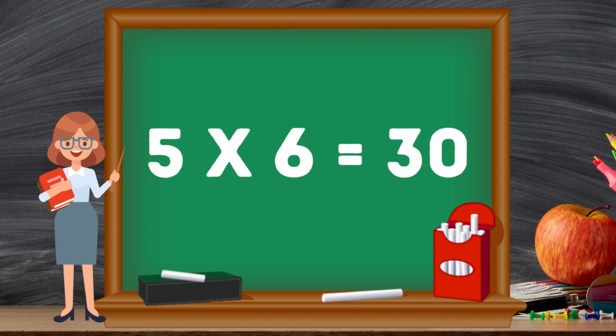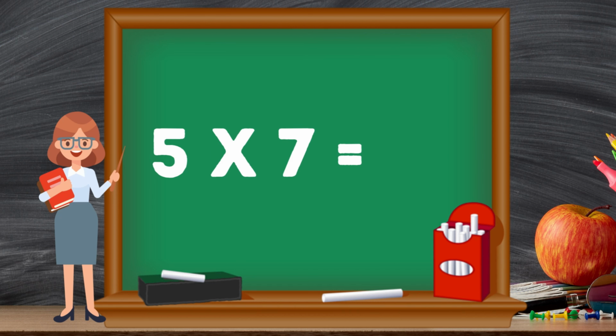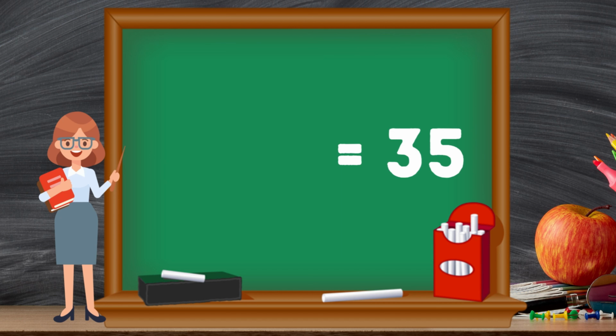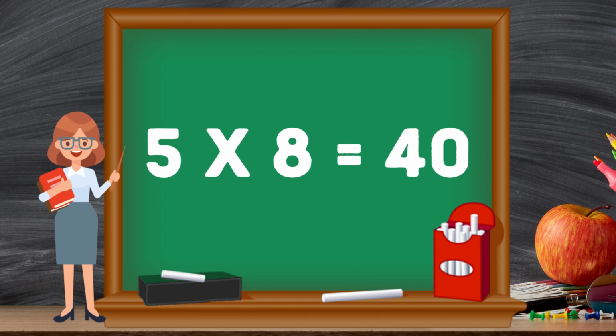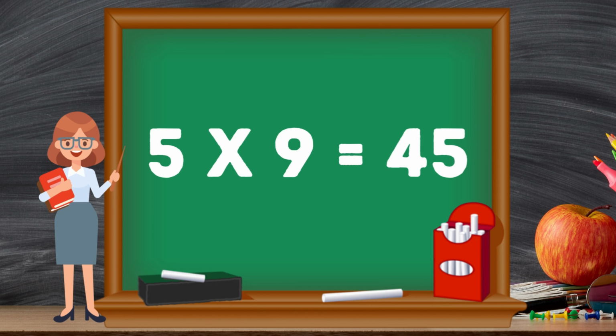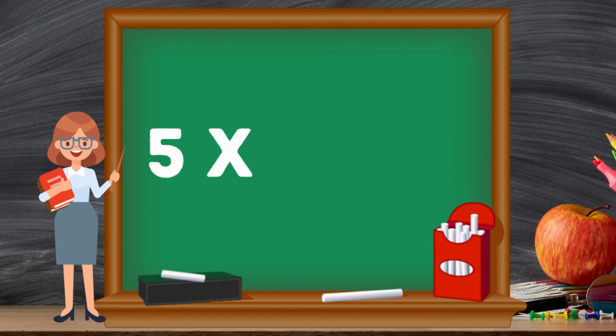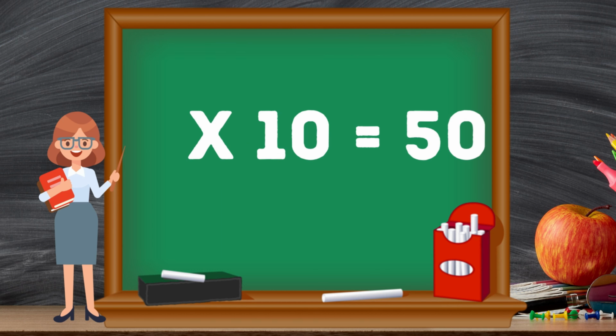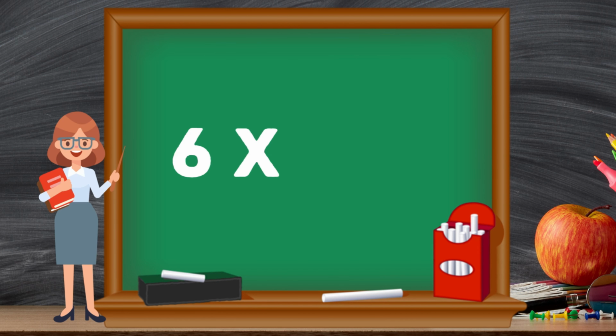Five sevens are 35. Five eights are 40. Five nines are 45. Five tens are 50. Six ones are 6.